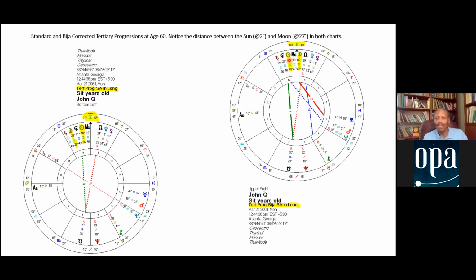That's about 2 degrees. And then the progress moon in the standard progression is 29 degrees Gemini 29 minutes, and the progress moon over here in the Bija corrected is 2 degrees Gemini 47 minutes. And that's a huge difference, 27 degrees. So we know that the tertiary progress moon has a very large error for someone who's 60 years old.